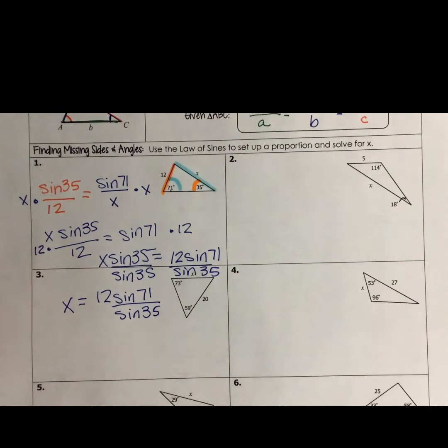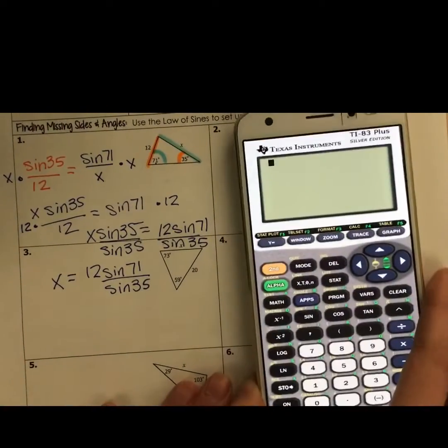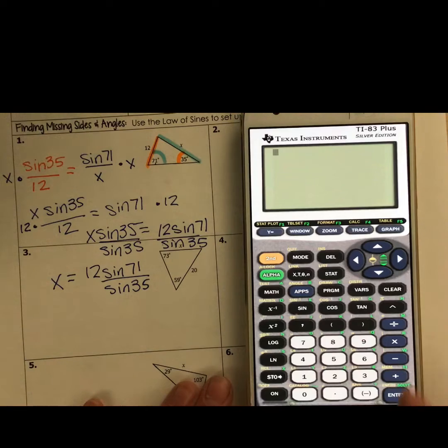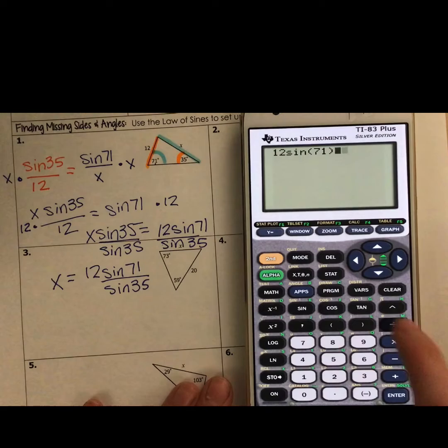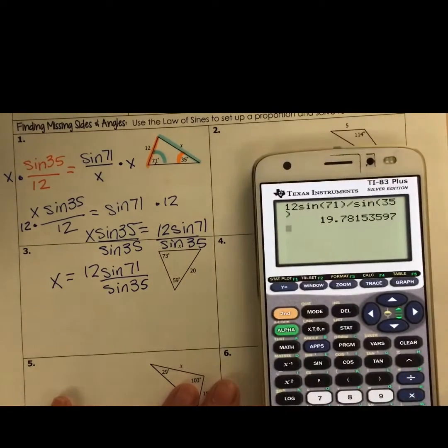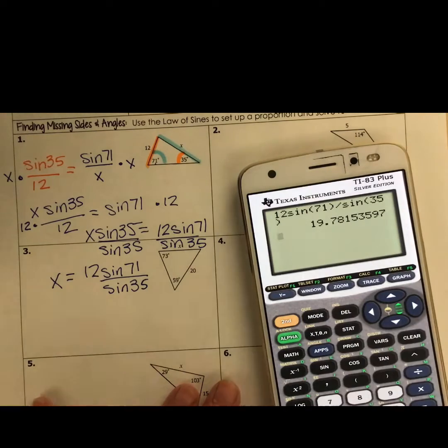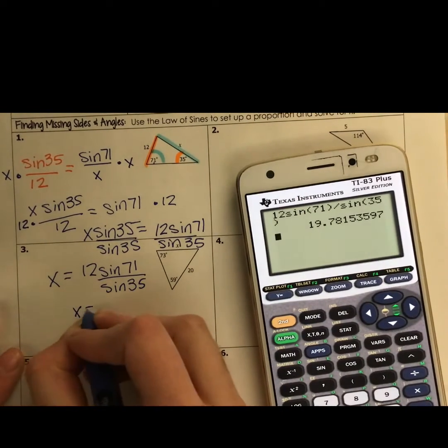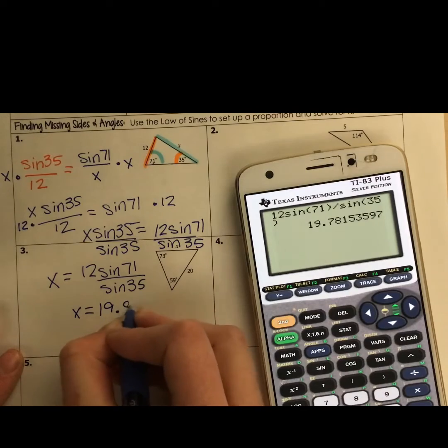So plug that in your calculator. What do you get? Well, if I take my calculator, I'm going to type it in just as it appears, 12 sine 71 divided by sine 35. I got 19.78, and again, we're going to just round to the nearest tenth on this one. So I get x equals 19.8.